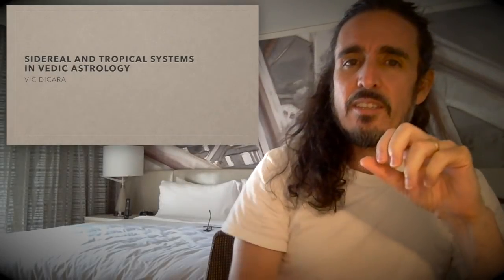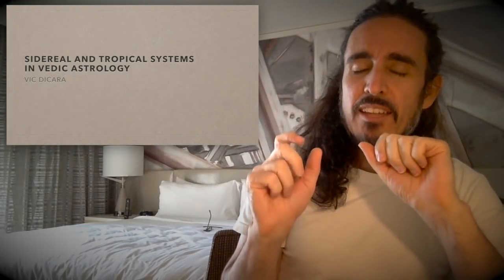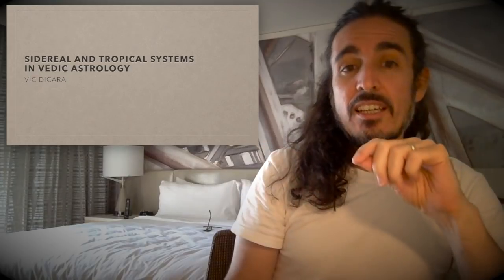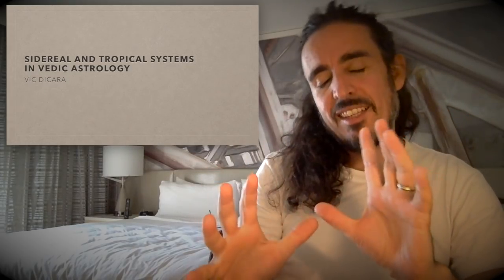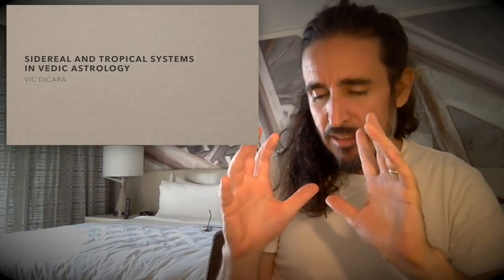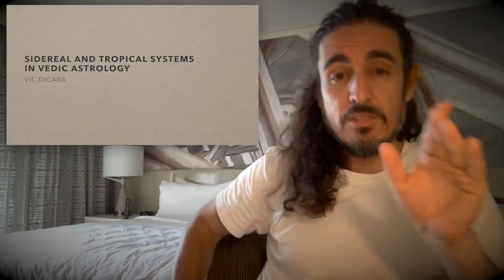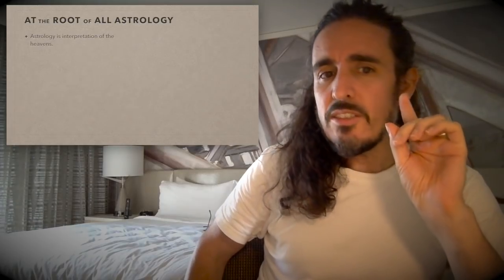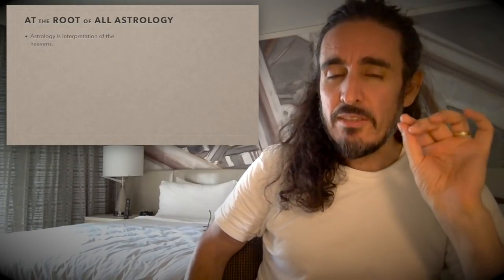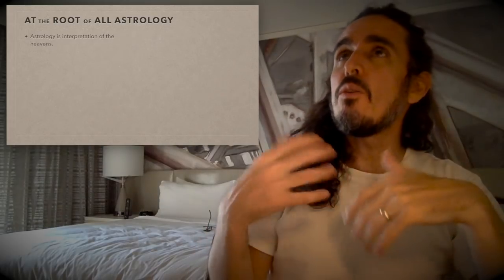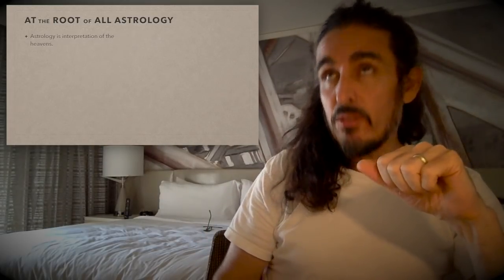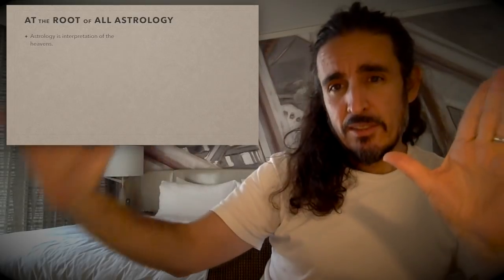Here's a video that's going to explain how the tropical and sidereal systems work together in real classic Vedic astrology. To make sense out of this, let's start by getting our heads clear with what astrology really is. Astrology is really an interpretation of the heavens. We look up at the sky, and by looking up at it, we interpret information. So we come to know what's going on in our lives and in the world by looking at the sky. That's the basis of what astrology is.